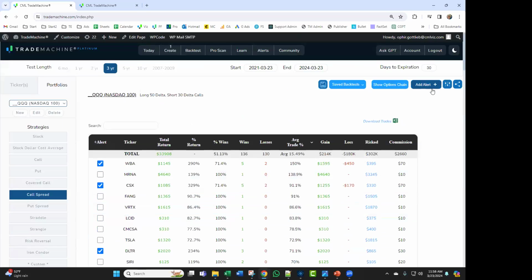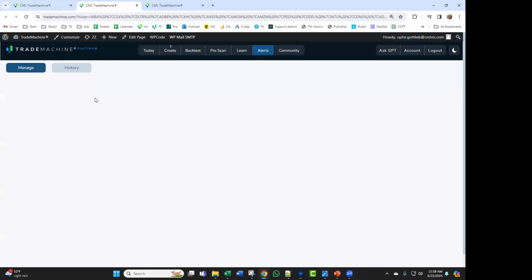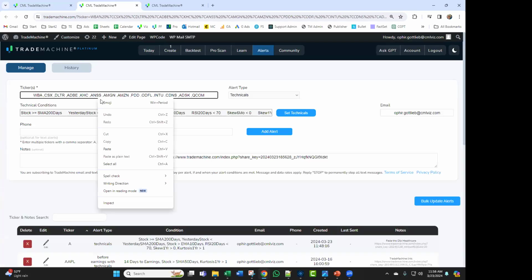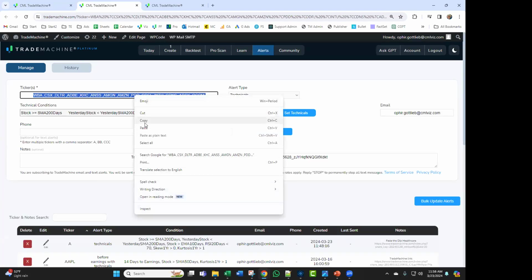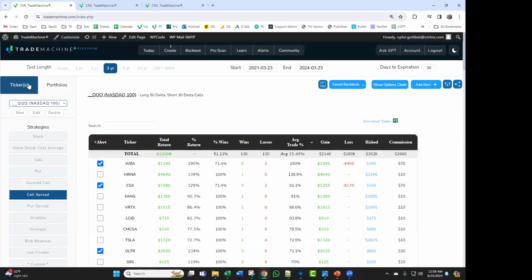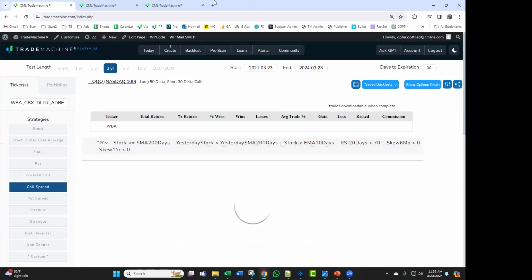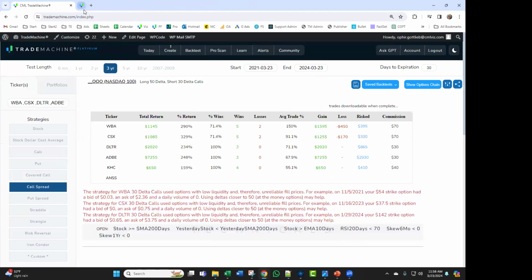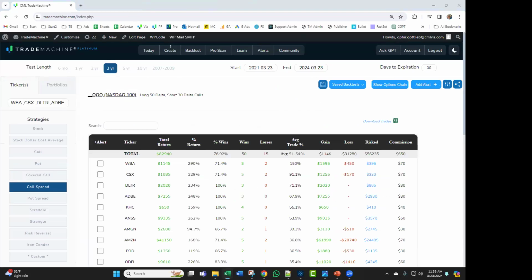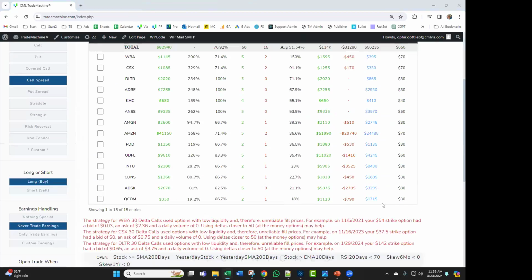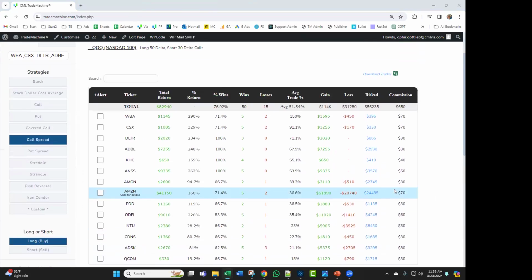So I'm going to go to add alerts. I'm going to select all, right click, copy. I'm going to put these tickers in. These are the ones I really want. And hypothetically, if I did that right, I should have maybe 16 alerts. Did I do that right? 15 alerts. Okay, so these are the ones I want.